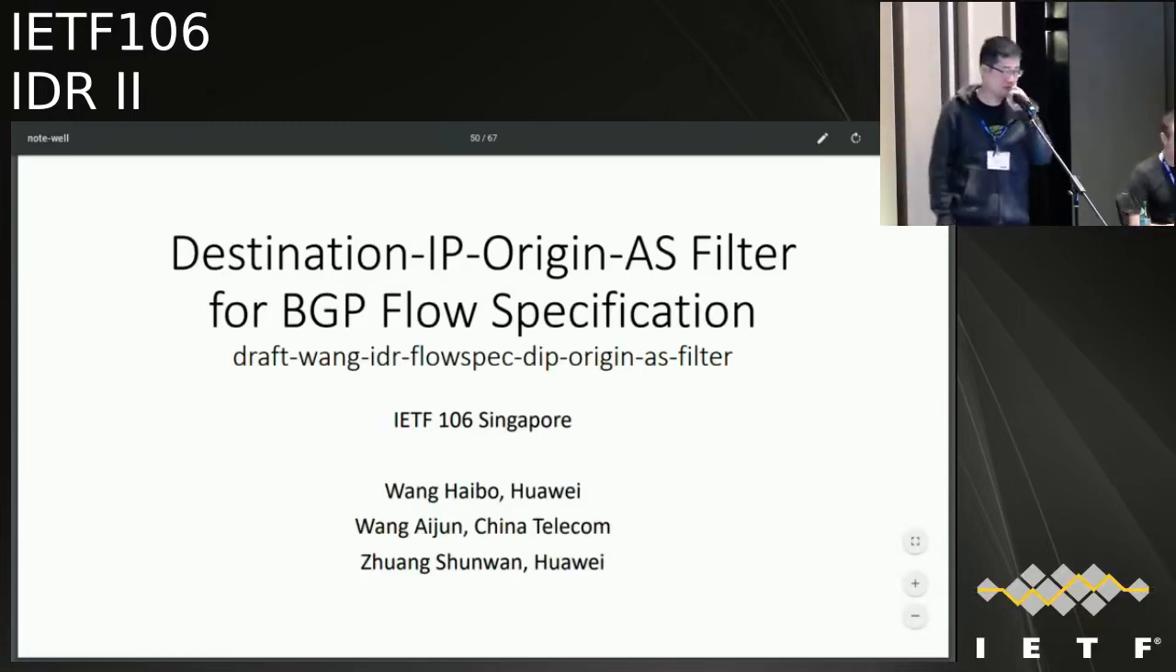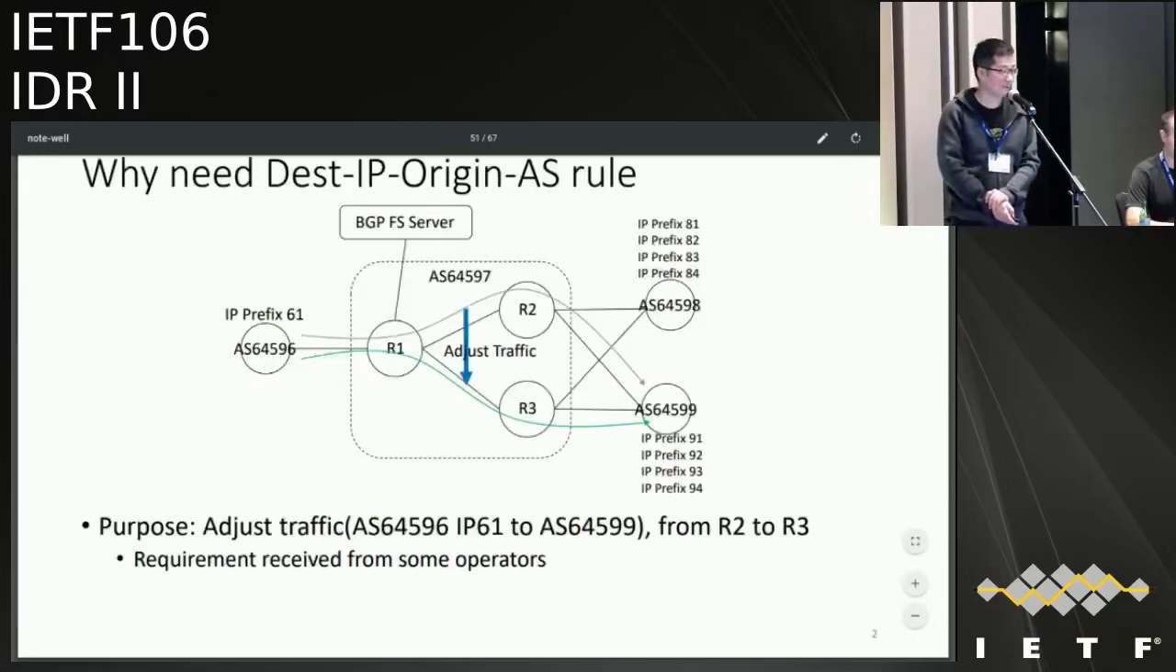Okay. Hello, I'm Hyper Wall from Huawei. Now I will introduce the destination IP Origin AS filter for BGP flow spec. Why do we need this? Because flow spec is used more and more for adjusting traffic. Some operators have a requirement to adjust the traffic for a special AS from one side to another, such as from R2 to R3.